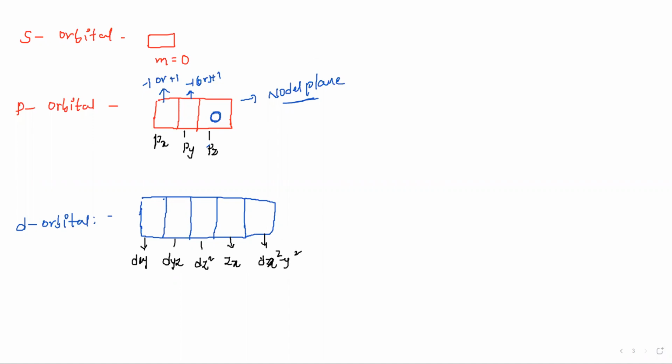Remember here a very important condition. Always the magnetic quantum number for dz square value is 0. Okay? If it is dxy -2, dyz -1 and dzx +1, x square minus y square +2.